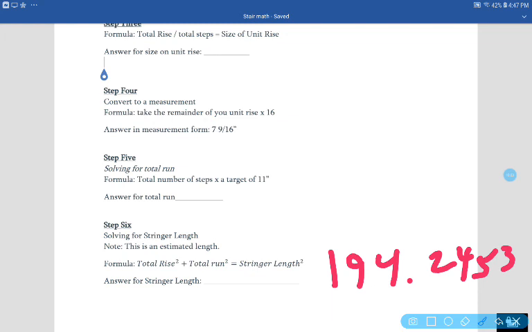All right, so that's how we do it. These are the steps involved in calculating a stringer.